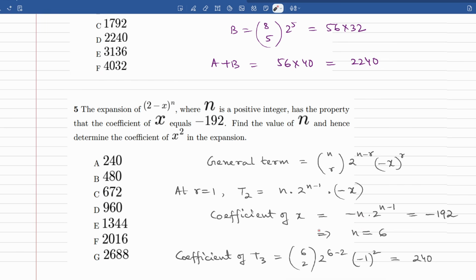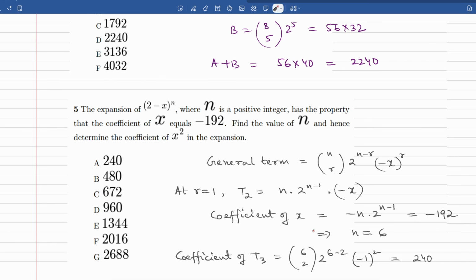So n cannot be 5, because if n was 5, then the last term would have been 0. So let's start with 4. 4 into 2 to the power 4 minus 1. 4 into 2 to the power 3. 4 into 8, 32, too small. Try with 6. 6 into 2 to the power 6 minus 1, 6 into 32, 192. That's how you get your answer.